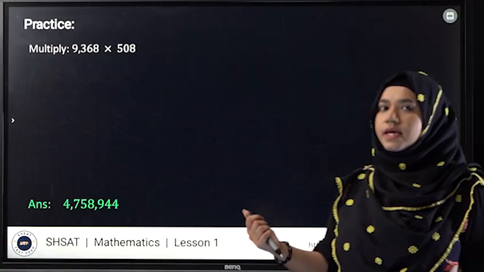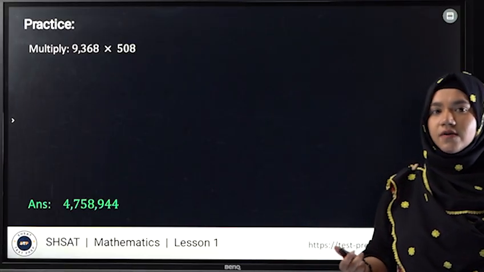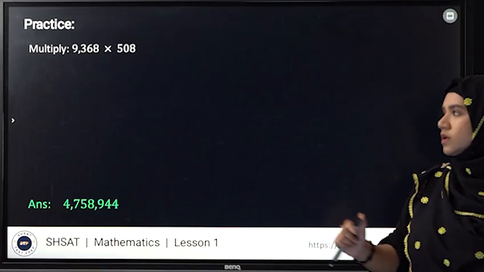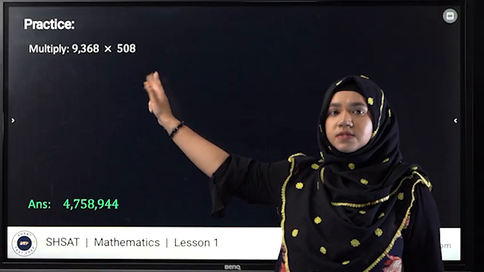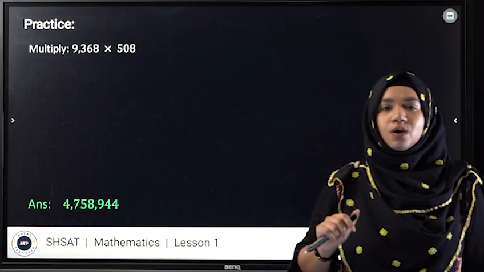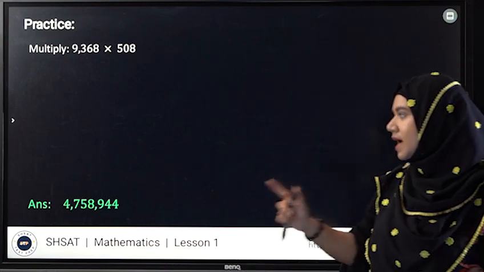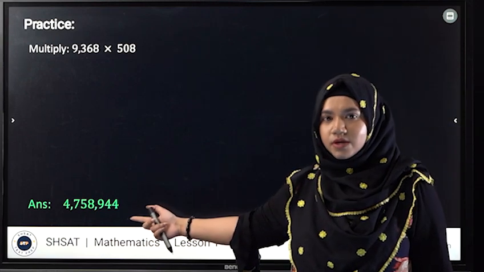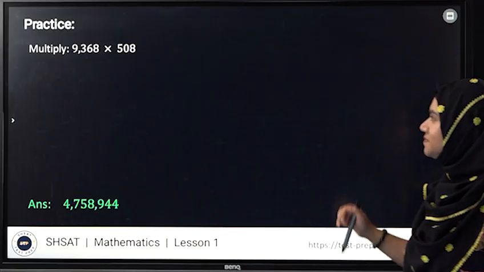So basically, in this entire lesson, we're also going to have a couple of practice materials for you. As you can see, we are supposed to multiply this with this. Please do it at home in your own notebook and then match the answer to the one that's already given, all right? Let's move on.